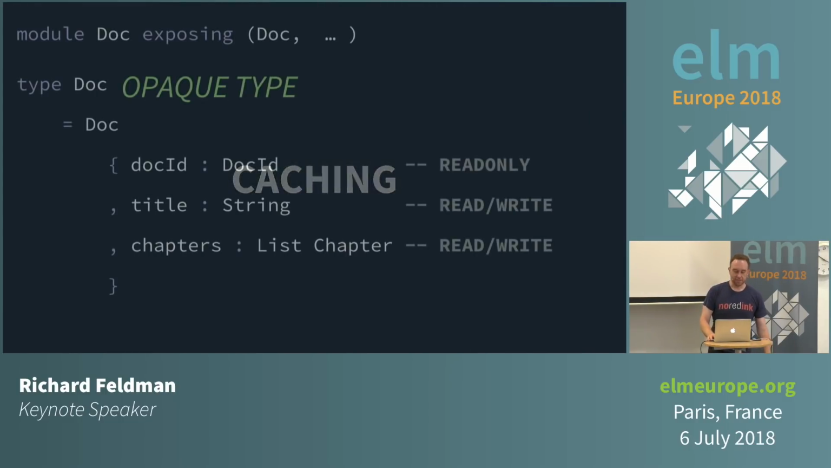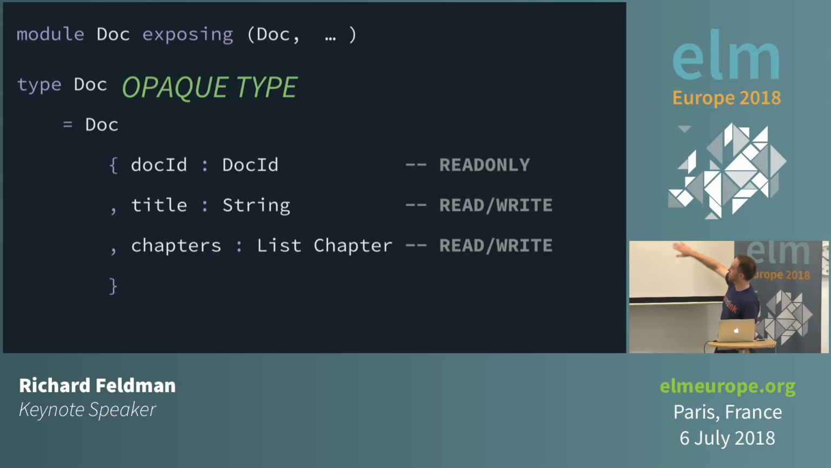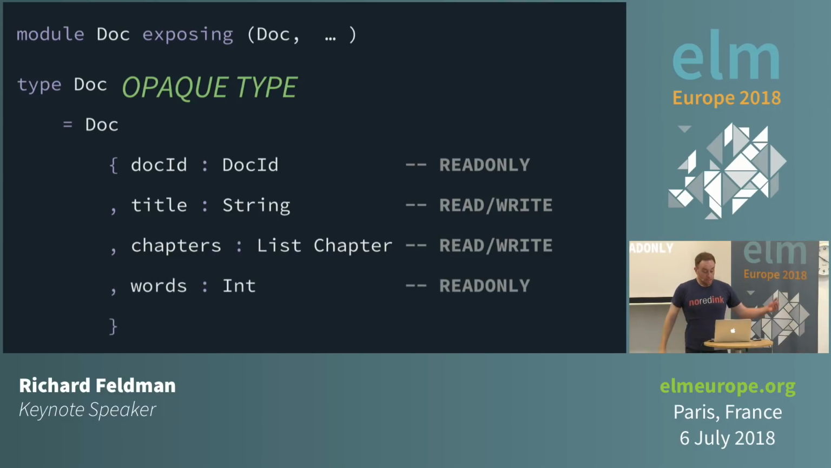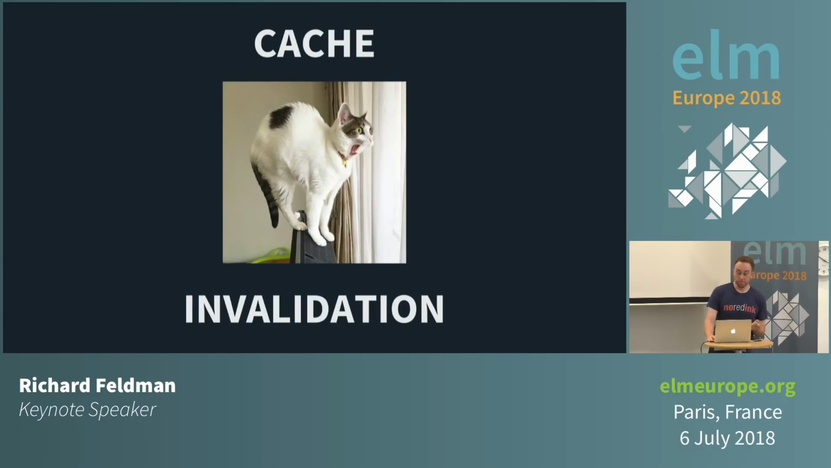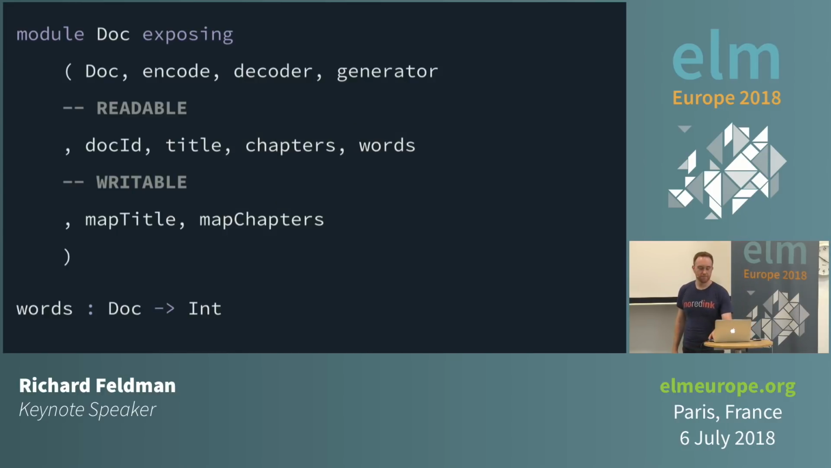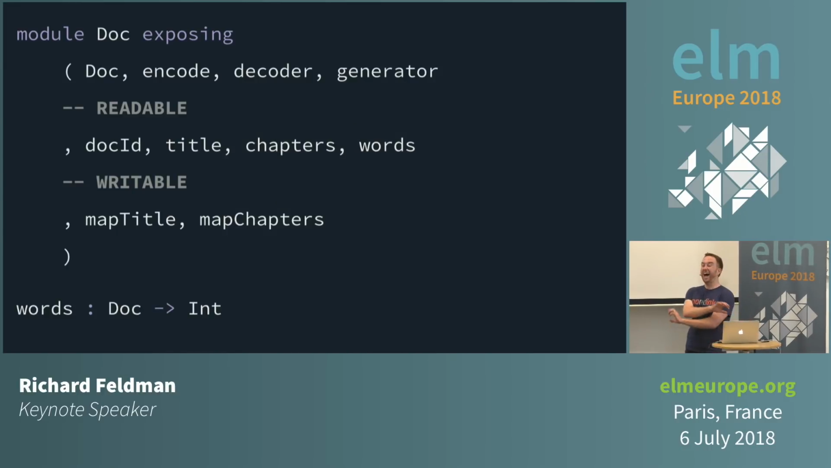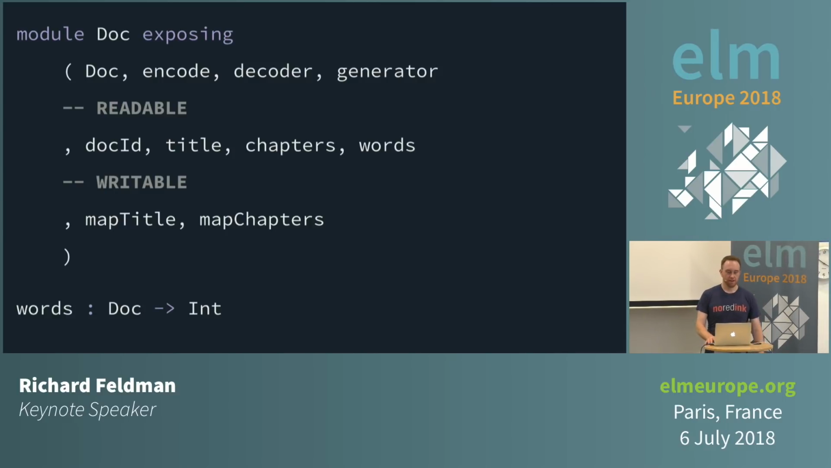Okay, caching. How can we cache this? Well, we've got these things. Doc ID is read-only, title is read-write, chapters is read-write. Now I'm going to add words and make that another one of the read-only ones. So as it happens, I'm storing it internally, but again, nobody outside the module can write to this thing. Only I, as the author of this module, can write to it. Which means that cache invalidation, which by default is a very, very scary thing, has suddenly become not scary. Check it out. Where are all the possible things in the entire universe that could change that? They're all in this module. How do I change them?